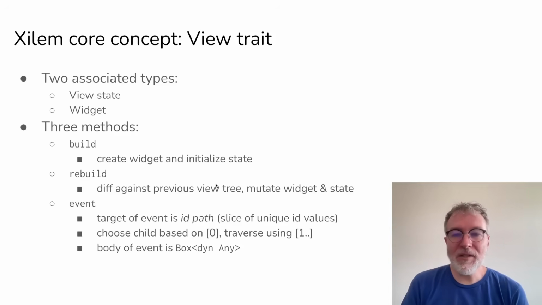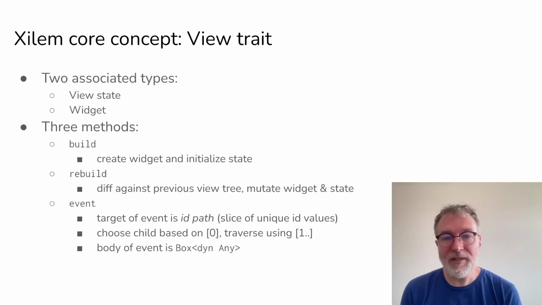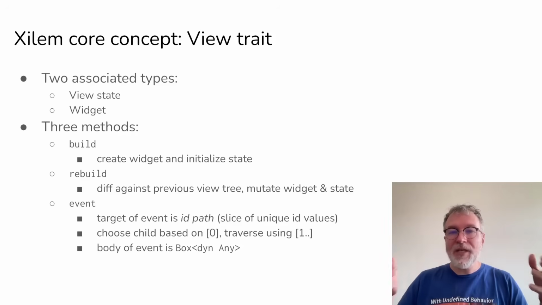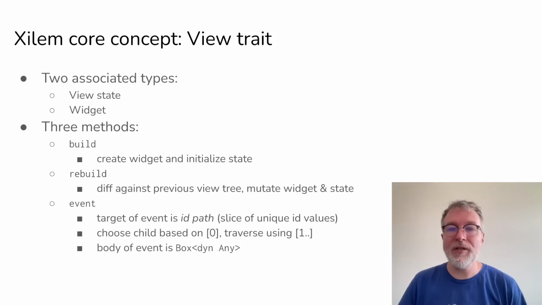Great. So I want to talk a little bit about how the Xilem architecture works in detail. There are two associated types. This gets into the way that we model UI in the Rust type system. So there's view state. A view is an object that has a relatively short lifetime. The app is just building new view trees all the time.